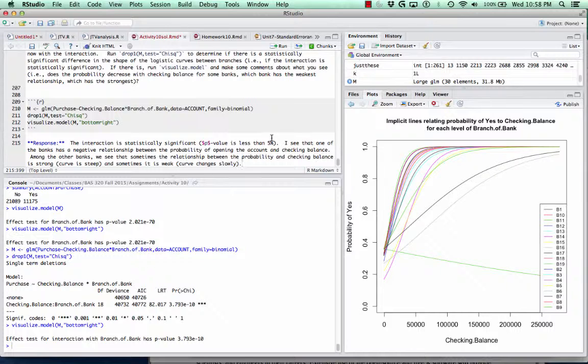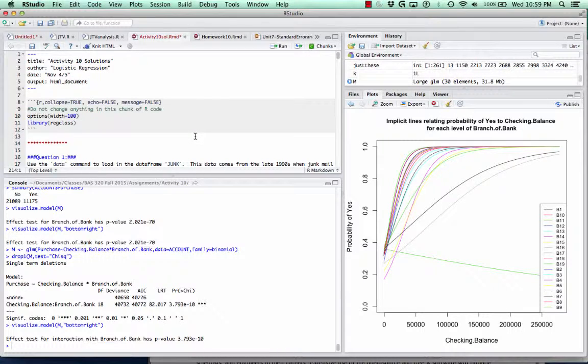So yeah, it looks like that interaction is a pretty important effect. It's definitely statistically significant, and we do see a pretty big difference visually between the shapes of the logistic curves between the banks. One bank really stands out for whatever reason. It seems to have a negative relationship. All right, so that is our activity 10.